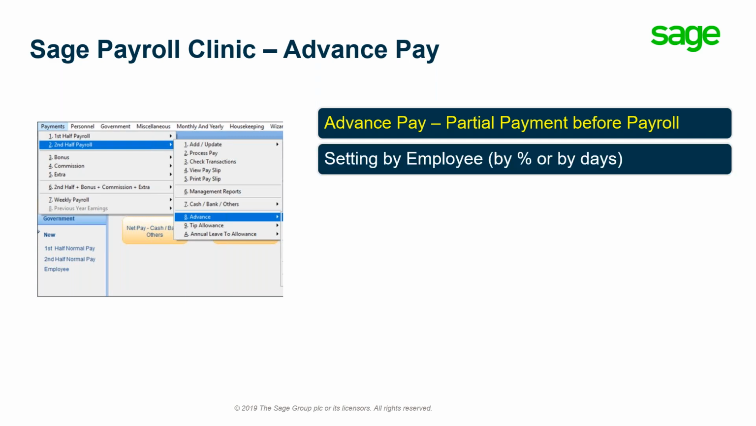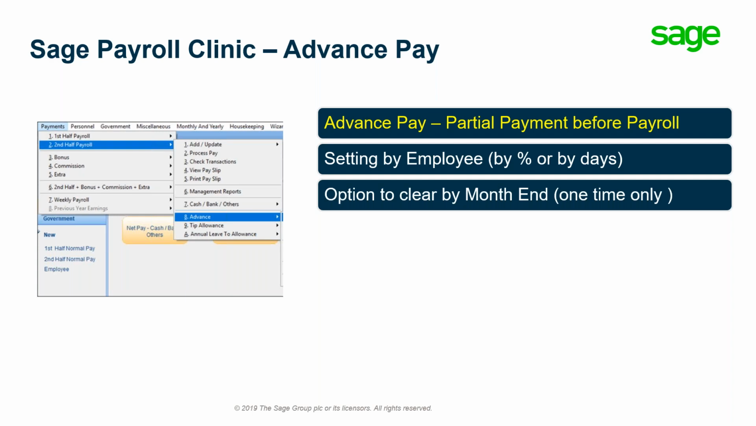To do this in Sage Payroll, you can set it by employee, then choose the advance pay: is it by percentage or by days? By percentage or days, it will compute the amount for you. Then after you know the amount, you can also change the amount to make it flexible. Because sometimes after you put a percentage, it comes out to be like 170 point something, and I just round it to $200 here. You can do that.